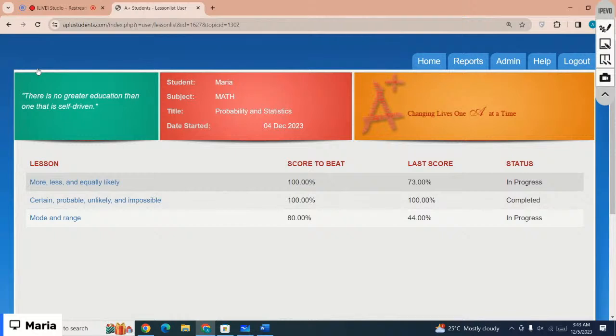Okay, so we were working on grade 1 maths. The chapter we were working on is probability and statistics. The lessons we have covered today are more, less, or equally likely, then certain, probable, unlikely, and impossible. The one we just finished is mode and range, right?